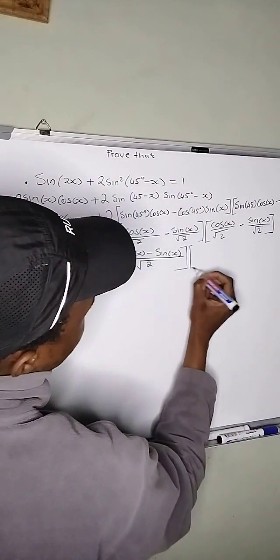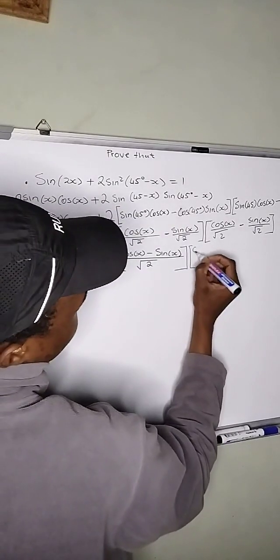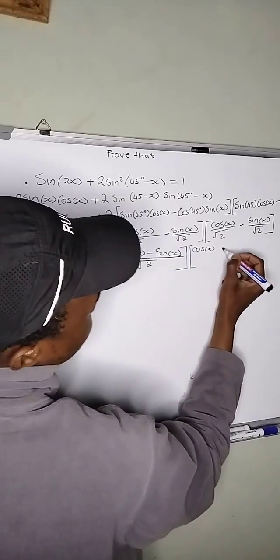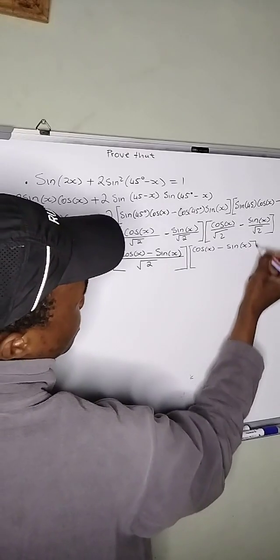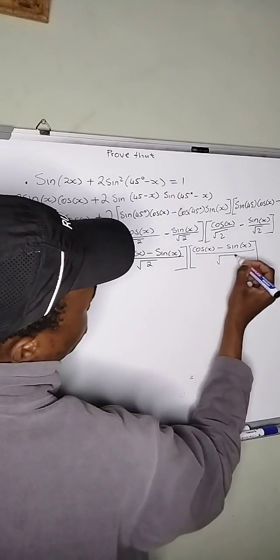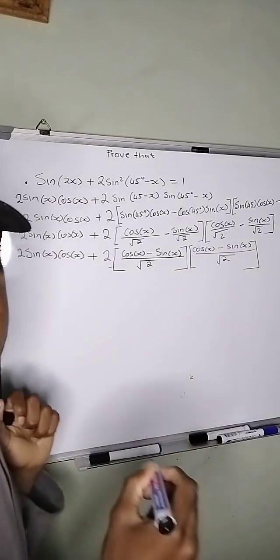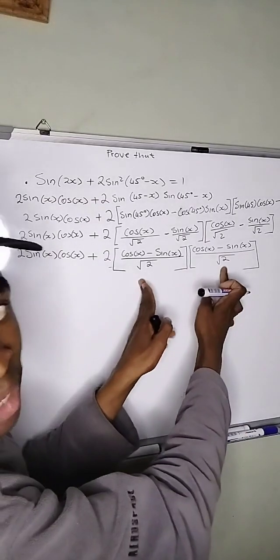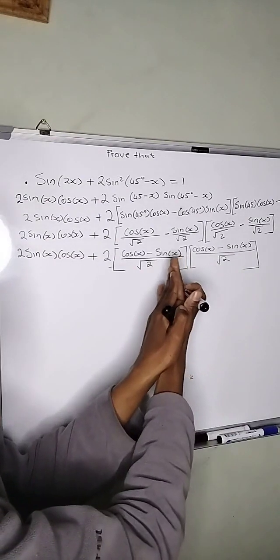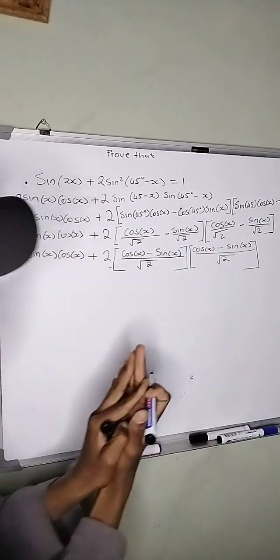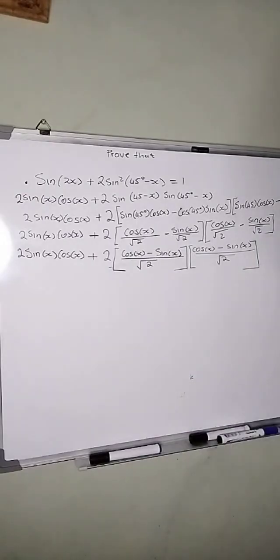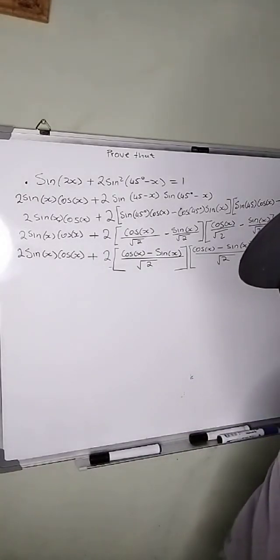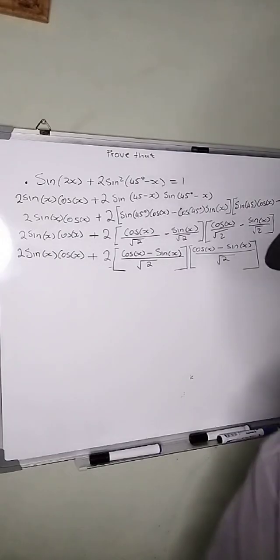And multiplied by the same thing, cos x minus sine x, divided by 2 root 2. Then I'm going to multiply the two brackets and make them the same thing, right? As I multiply the two brackets, this will multiply that. What is root 2 multiplied by root 2, guys? Yes, it's going to be 2.